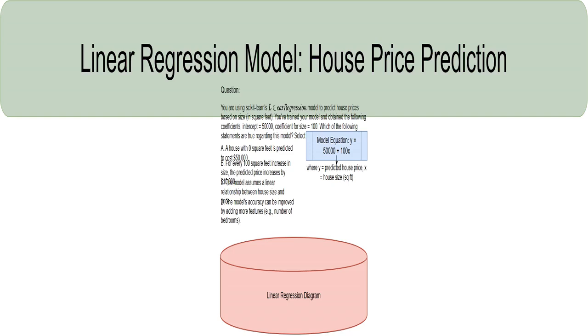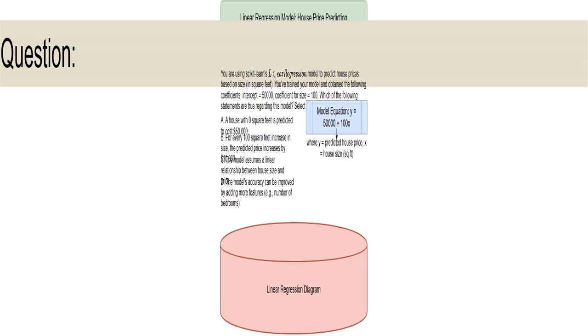I'm tackling a problem using a linear regression model to predict house prices. We'll use house size to make those predictions. This is the core of the quiz. We'll use information about a model's intercept and coefficient to answer multiple choice questions about its predictions.